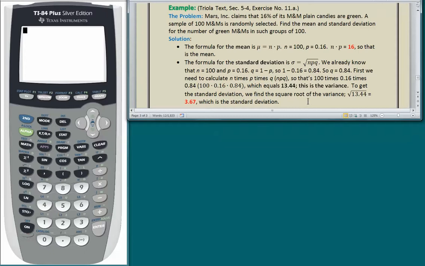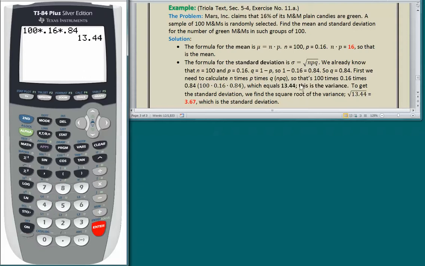By the way, in case you don't know how to do this on the calculator, let's go ahead and do this process right here. First, we'll do n times p times q. So that's 100 times 0.16 times 0.84.